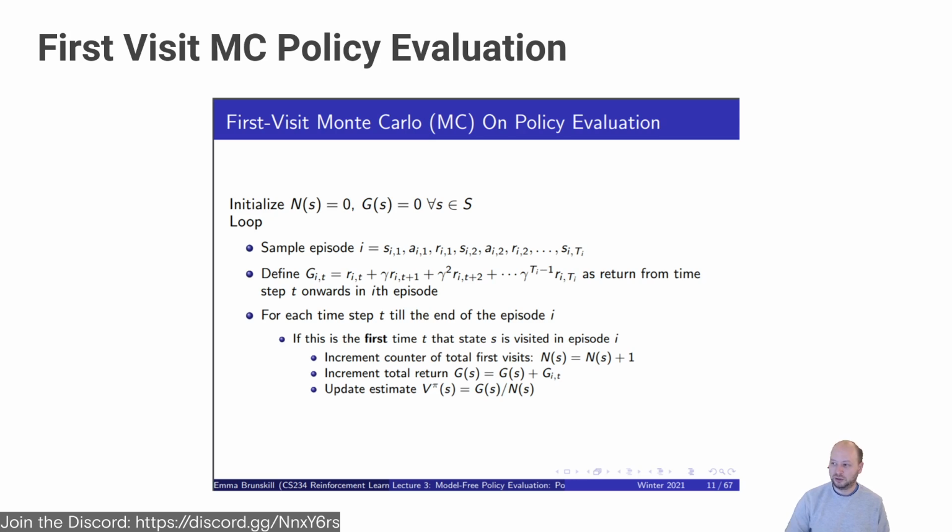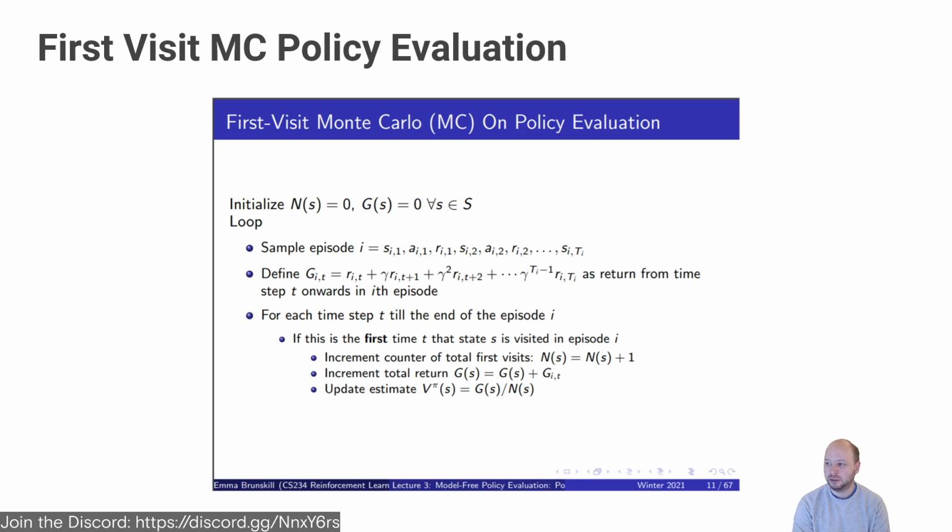If you have a cyclic MDP, I think this is why this evaluation algorithm has the name first-visit: the first time you see that state, you calculate this, and if you see it again, you leave it alone. It's just going to be the same thing. But we still keep a count of how many times we've seen that particular state. We do that the first time, and then we update the estimate.